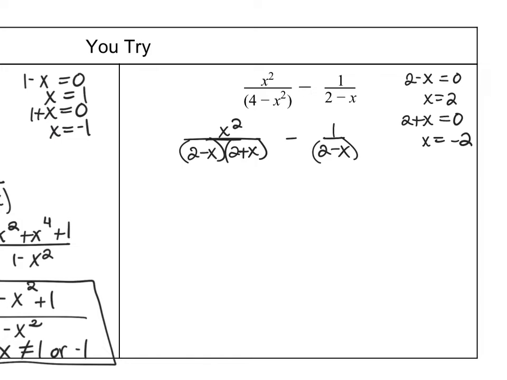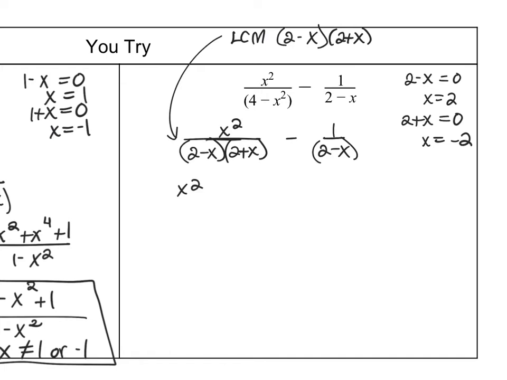Let's talk about our common denominator. This time, our common denominator is going to be just 2 minus x times 2 plus x, because I have a 2 minus x on the right, and on the left I have a 2 minus x and a 2 plus x. So that's the least common multiple of those two.